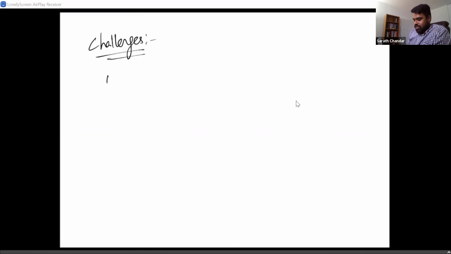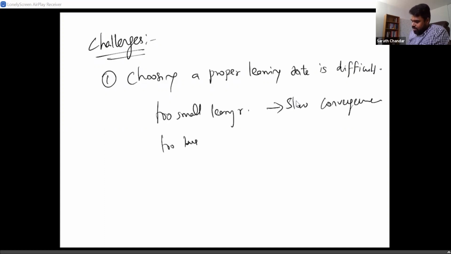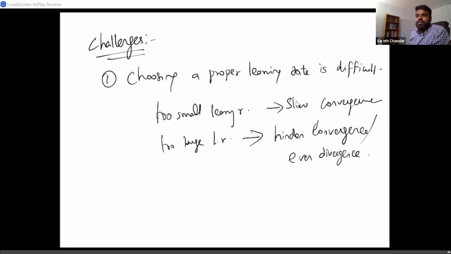The first challenge is that choosing a proper learning rate is actually very difficult. We have already seen that if you have too small a learning rate, then you have slow convergence. On the other hand, if you have too large a learning rate, then it hinders convergence. Sometimes you can even have divergence. So we need to choose a proper learning rate.